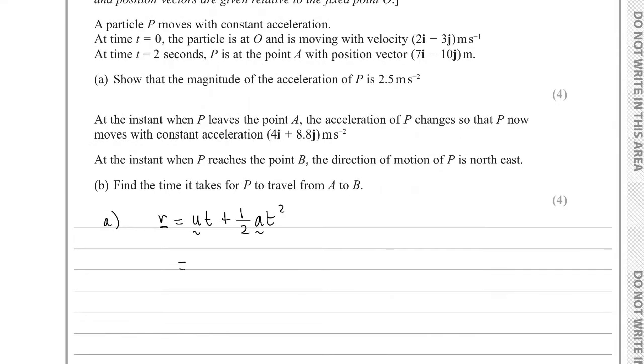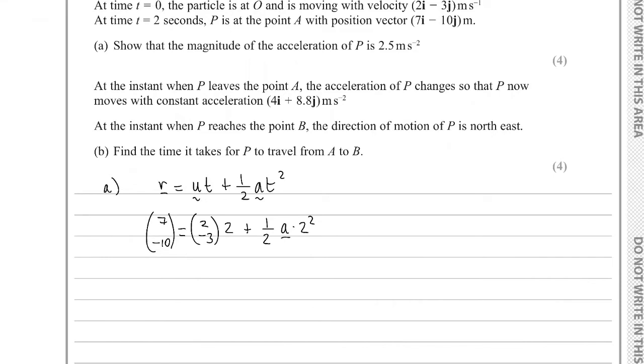So this will be 2 minus 3 times 2. We know the position vector after 2 seconds, that's 7 minus 10, plus a half a times 2 squared. This will give us 7 minus 10 is equal to 4 minus 6 plus 2a.